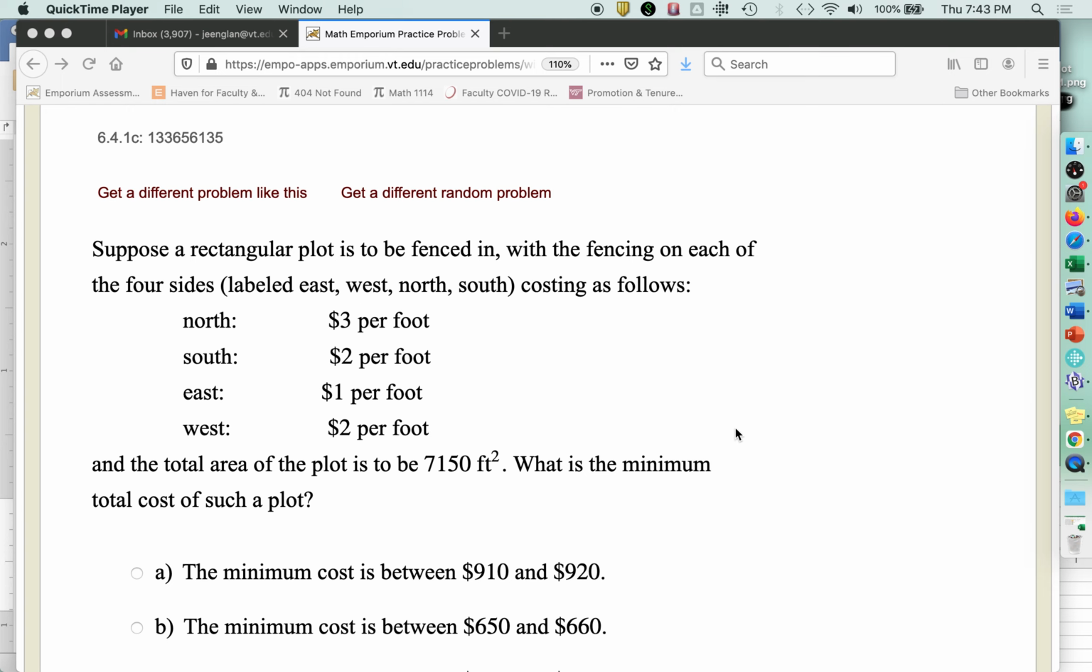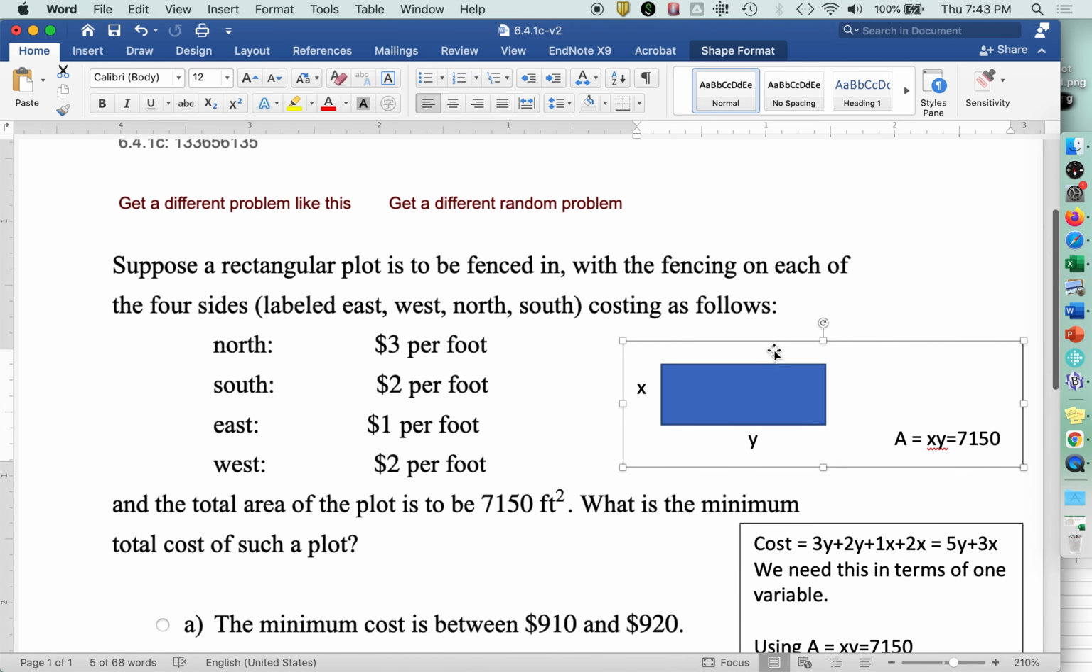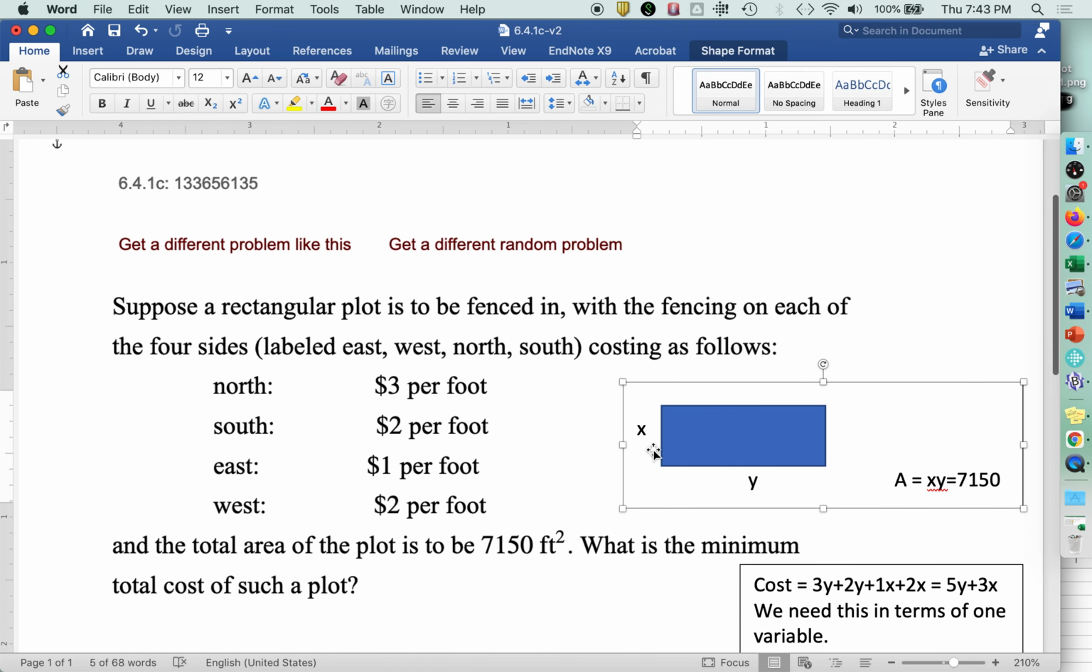Alright, so this may seem a little silly, but I thought we should draw a rectangle. So I just drew a nice little rectangle for you, and I labeled the sides X and Y. I drew the X over on the western side, but the length of the eastern side is the same. It's also X. And the Y is the length of the southern side. It's also the length of the northern side. Area of a rectangle is length times width, so that's just X times Y. And it told us that that is 7,150.